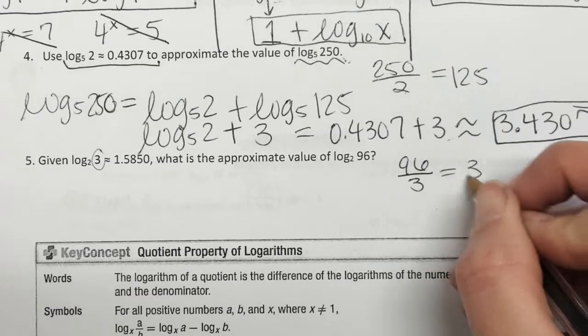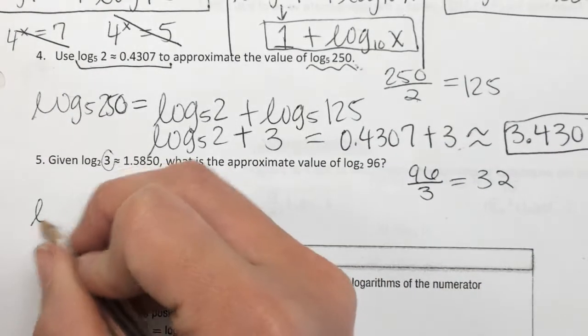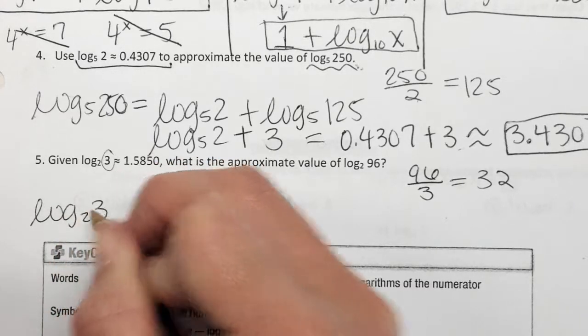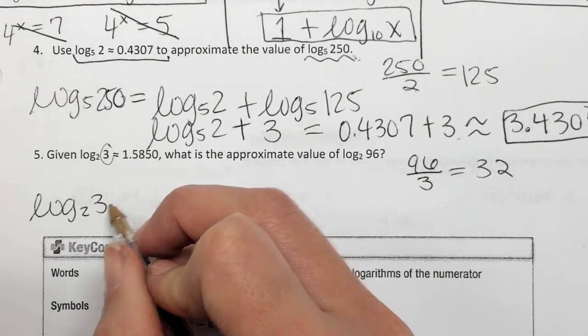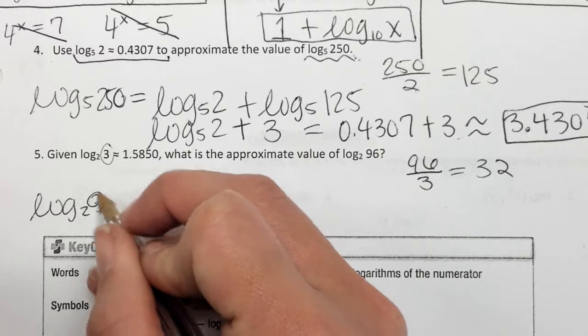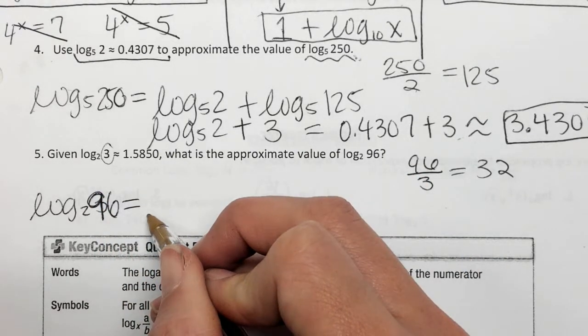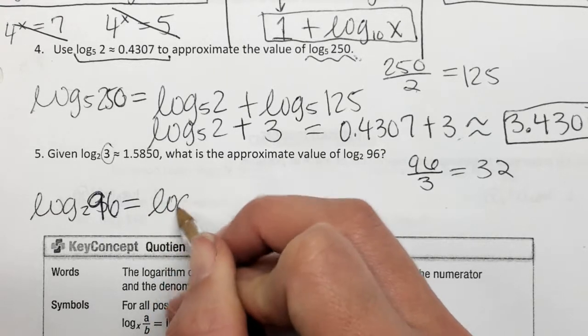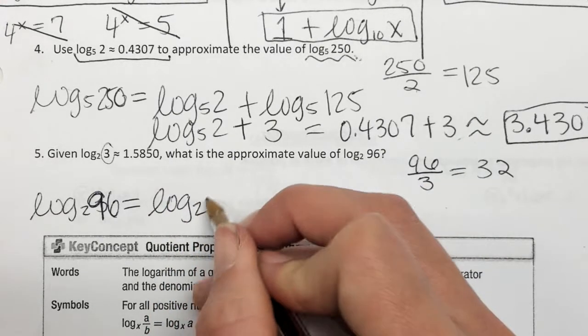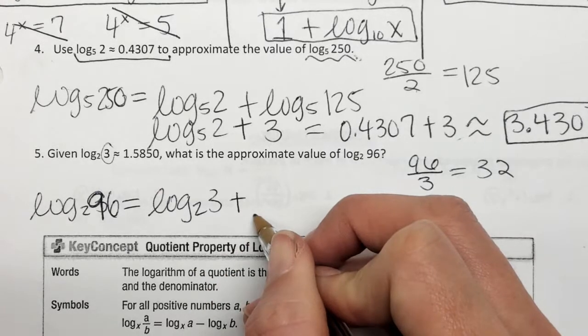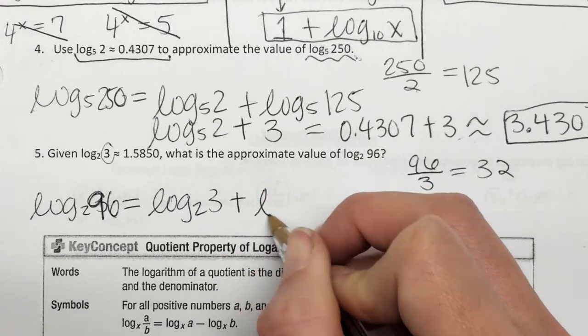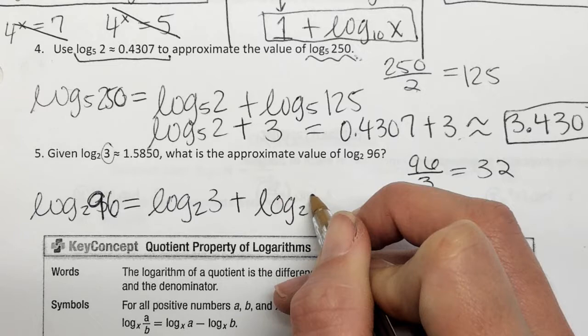32. Alright, tell me how to break this up into a sum, Katie. So log 2 of 96 we can write as log 2 of 3, good, plus 5. Yes. Log 2 of 32, or log 2 of 32.